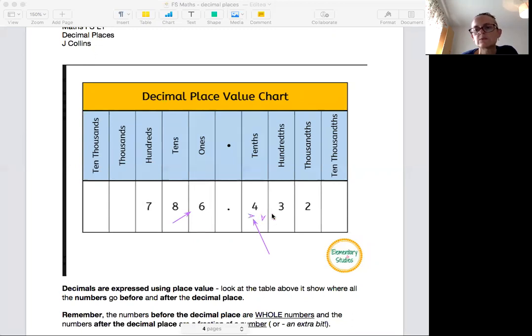And these are the decimals that you're thinking about. These are the ones that we're expressing and ordering. So you'll always know that this is the whole number. Okay, so let's just take that off and move down.